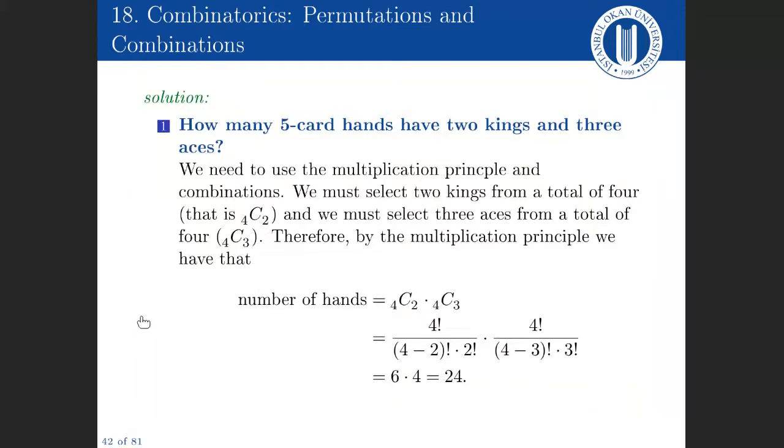Question 1. To solve this, we're going to need to use the multiplication principle and combinations. First, we need 2 kings. In total, there are 4 kings, and we're going to be choosing 2 of them. Doesn't matter which order we get them in, so we're going to be using combinations. We want 4 choose 2.